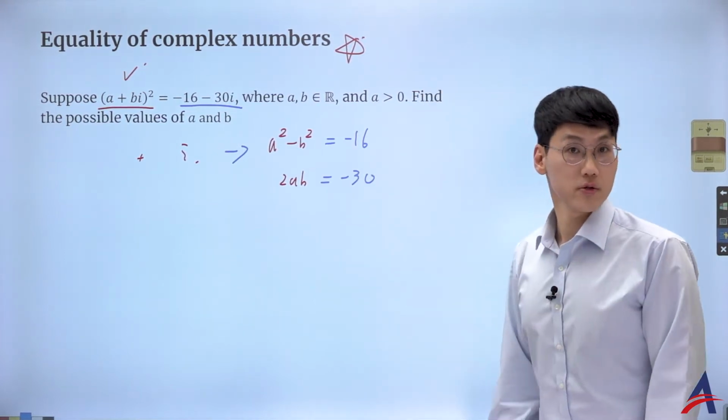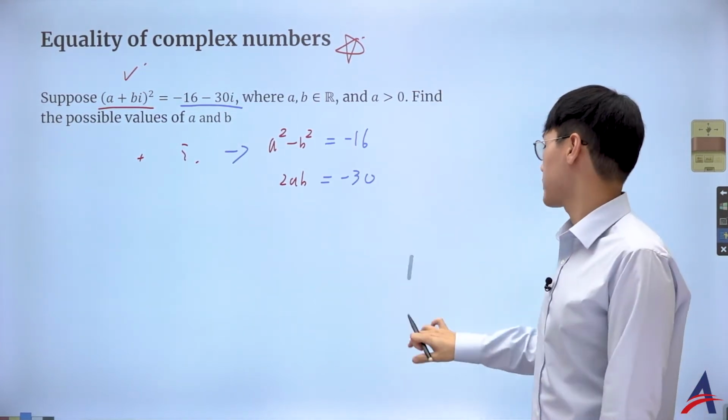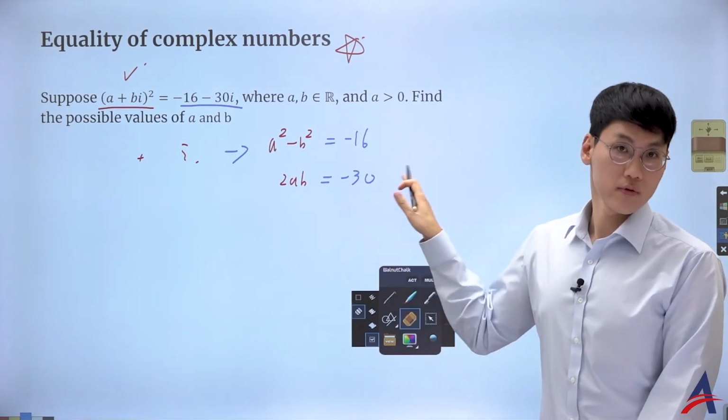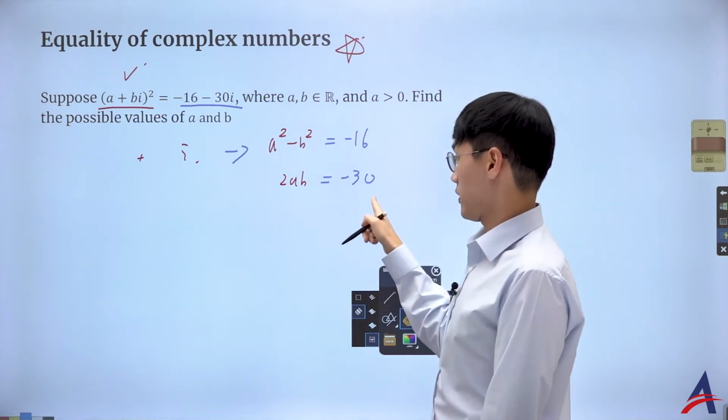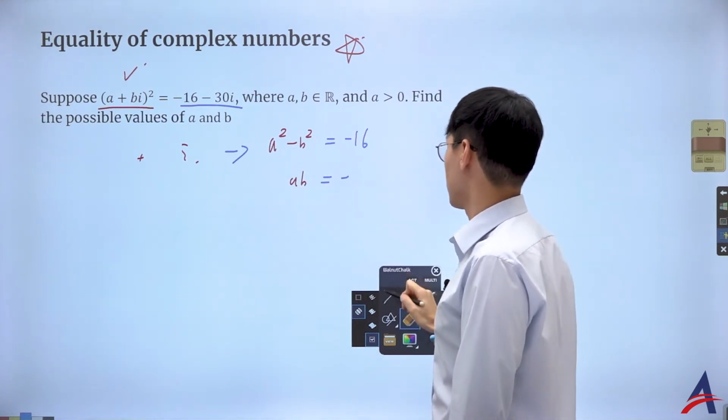So now it's really the time to do the simultaneous equation. And for the algebra, I prefer simplifying before anything. So if you divide by 2, that's going to be negative 15 on the right-hand side.